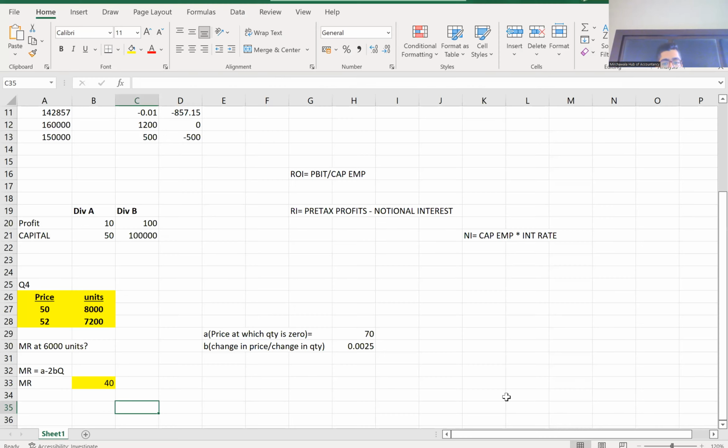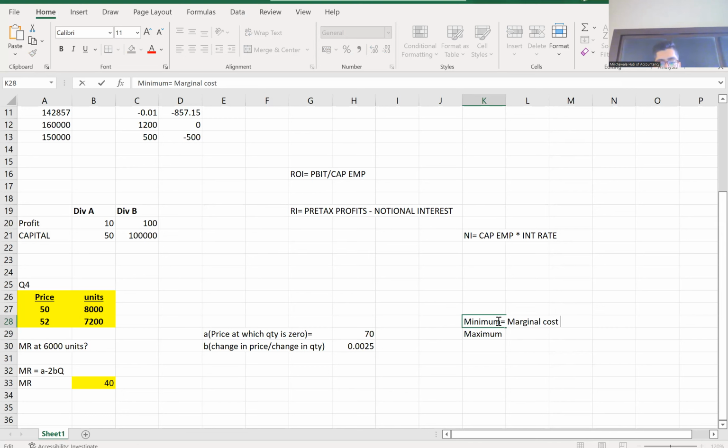Now, if you remember the lecture on transfer pricing, for those who have studied from me specifically, remember I told you two rules of transfer pricing: minimum and maximum. What did I teach you about minimum transfer price? It's marginal cost plus opportunity cost. And what did I teach you about maximum? It's the lowest market price.